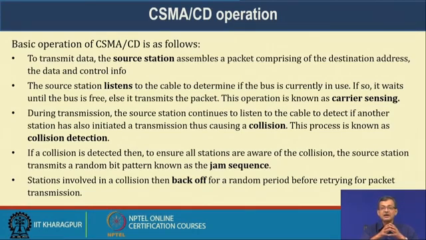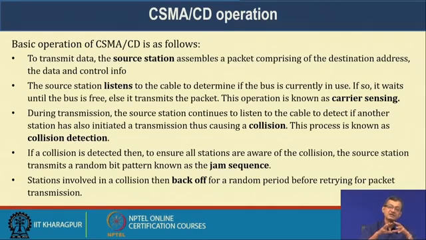So, collision, and this process is collision detection. Typically, if there is a collision, there will be a fluctuation in the voltage level, which the source station hardware should be able to capture, and that is what we call collision detection. If a collision is detected, then to ensure all stations are aware of the collision, the source station transmits a random bit pattern known as a jam sequence, right.